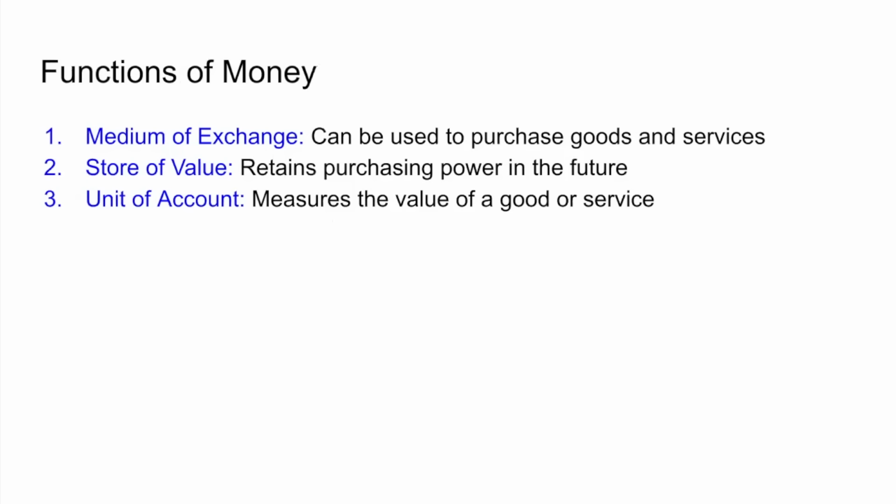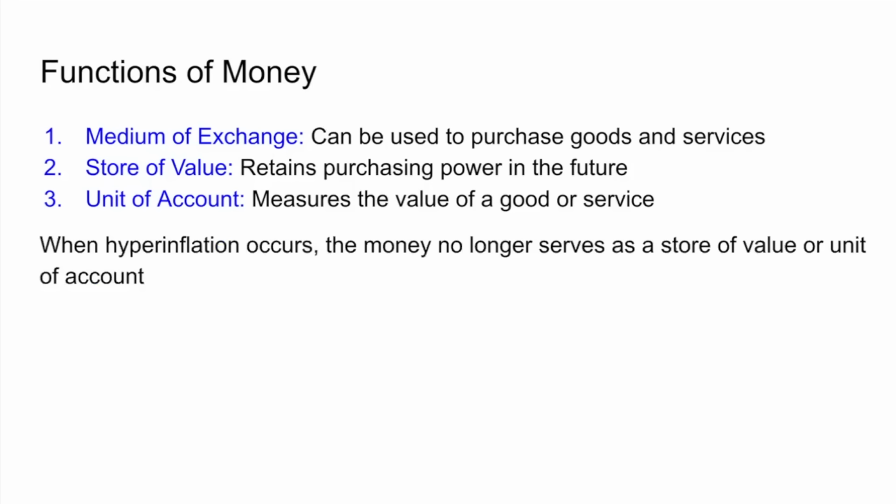The first is a medium of exchange. It can be used to purchase goods and services. The second is a store of value, so you can store money right now to use in the future. And the third is a unit of account, so it measures the value of a good or service. And when hyperinflation occurs, then the money no longer serves as a store of value because its value is quickly going down, or a unit of account because prices are quickly going up, making it hard to measure the value of something.